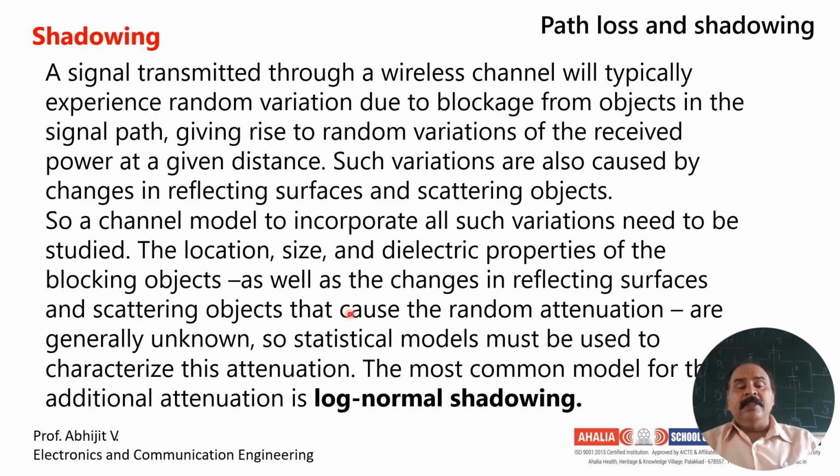The location, size, and dielectric properties of blocking objects, as well as the changes in reflecting surfaces and scattering objects that cause the random attenuation, are generally unknown. So statistical models must be used to characterize this kind of attenuation. The most common model for additional attenuation is known as log normal shadowing. So what we'll be studying is log normal shadowing.